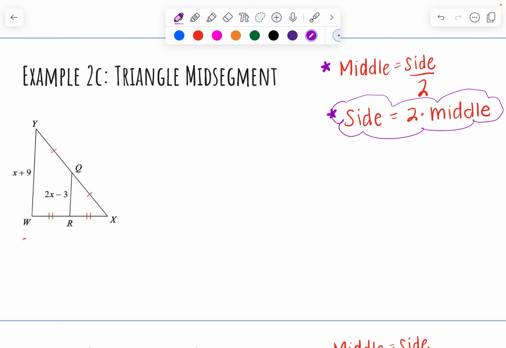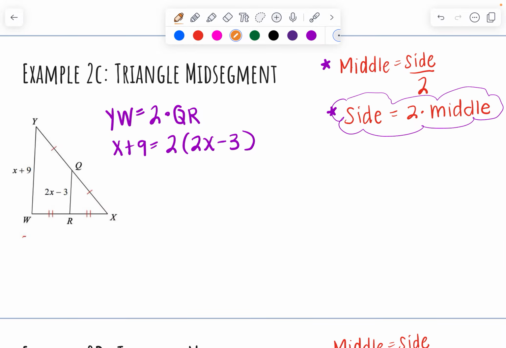So here the side is YW equals 2 times the middle, which is QR. YW is x plus 9 equals 2 times 2x take away 3. We can't use that little trick that I showed you earlier in this lesson, meaning we can't just divide by 2 to get rid of that 2 right away because this side has 2 terms. You really only want to do that if there's 1 term on the other side. So we're going to use the distributive property.